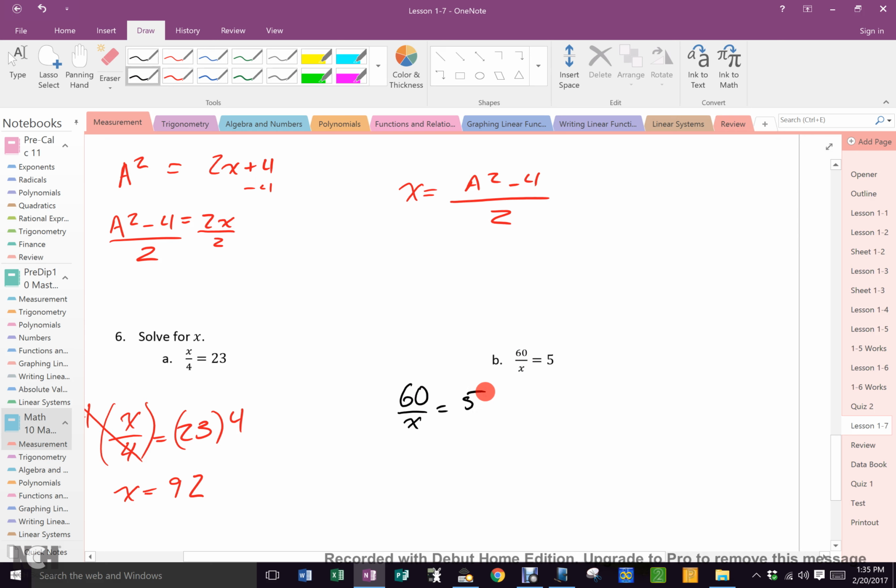60 over x equals 5. Well, is x allowed to be in the denominator? No, that's not by itself, is it? So how do I get rid of this divided by x? Multiply both sides by x. Those x's disappear, and I get 60 equals 5x. Now how do I get rid of times 5? Divide by 5, and x equals 12. Everybody cool? That's the long way.